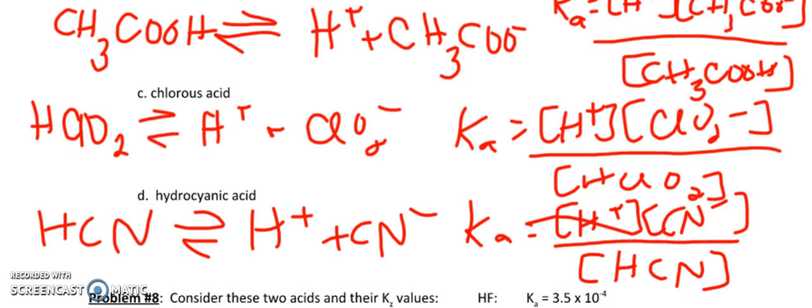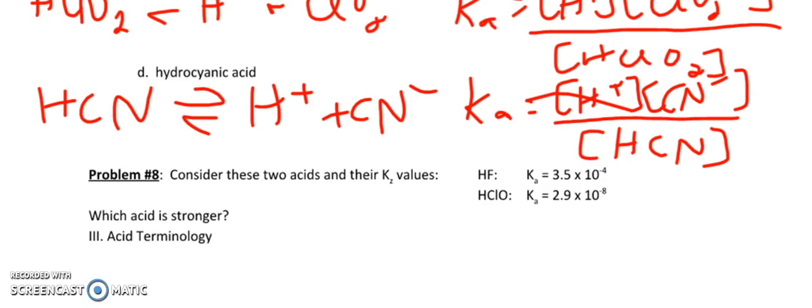So let's look at problem number 8. And it says, consider these two acids and their Ka values. Which one is stronger? Well, what does that mean? Which one will produce more products? Think about it. All right, the one that has the greater Ka means it ionizes to a greater extent and it has a greater value. More products, less reactants.